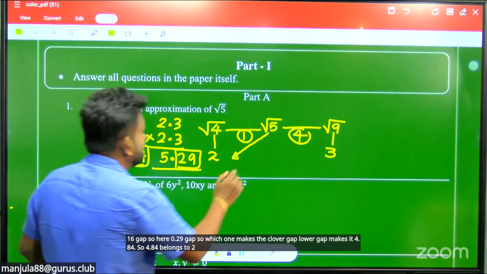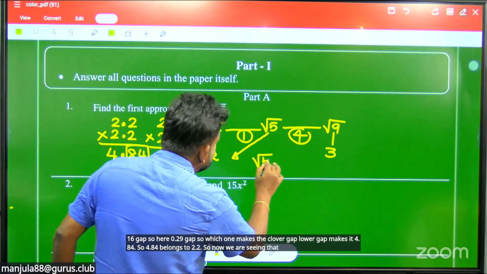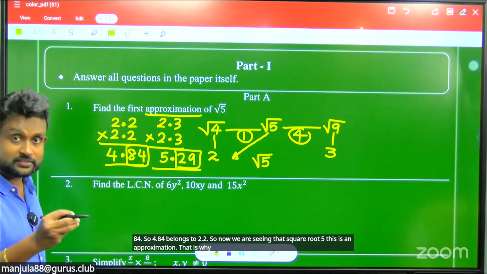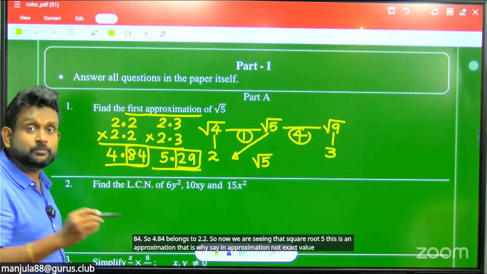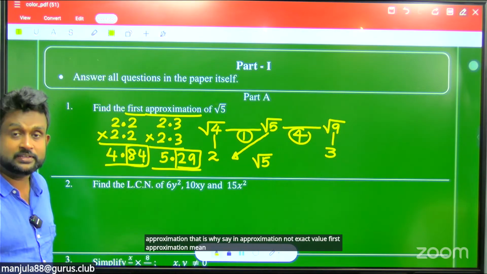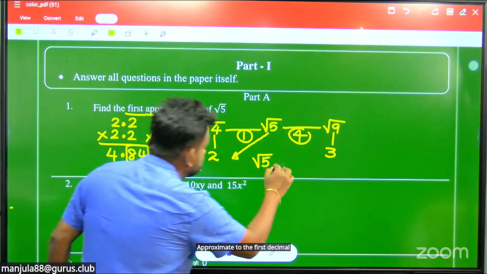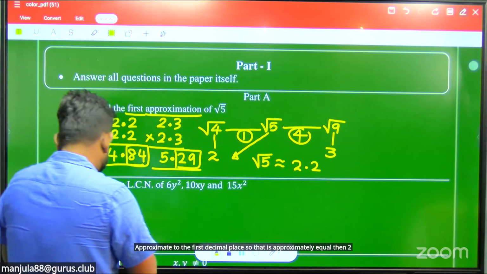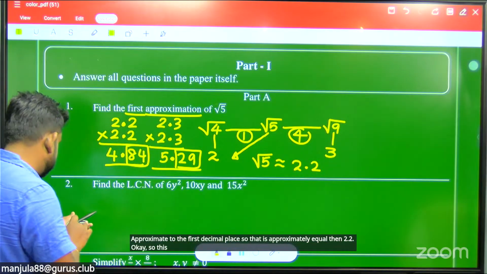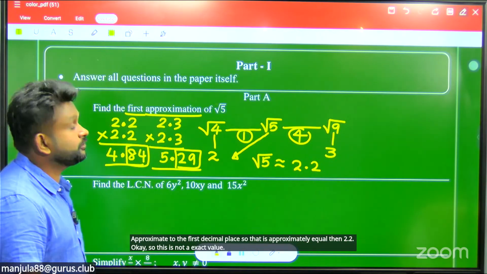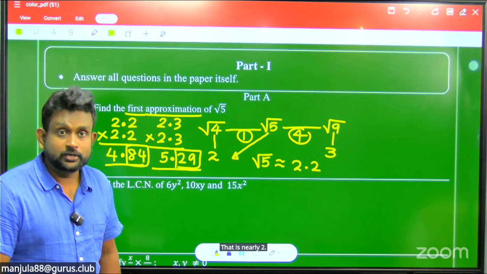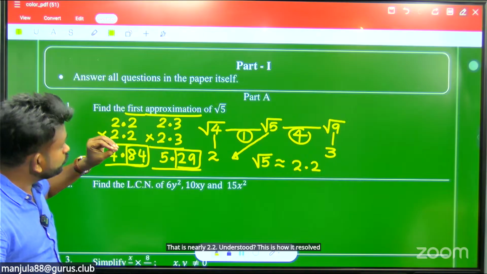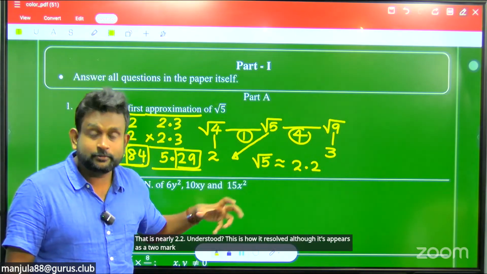So square root 5 is an approximation. That is why we say approximation, not exact value. First approximation means approximate to the first decimal place. So it is approximately equal to 2.2. This is not an exact value, it is nearly 2.2. Understood? This is how it is resolved. Although it appears as a 2 marks question, it involves several steps.